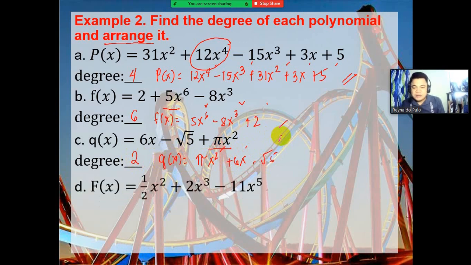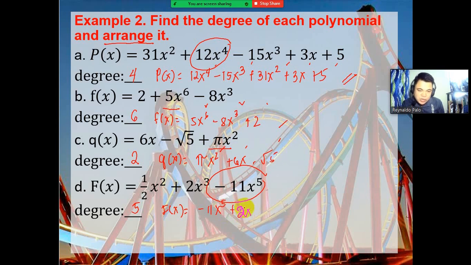Now let's have letter D. F of x is equal to 1/2 x raised to the power of 2 plus 2x cubed minus 11x raised to the power of 5. In this case, just look at the term with the highest exponent. The leading term now is negative 11x raised to the 5th power and the leading coefficient is negative 11. So the degree of this polynomial now is 5. So you can arrange it. F of x is equal to negative 11x raised to the 5th power plus 2x cubed plus 1/2 x squared.